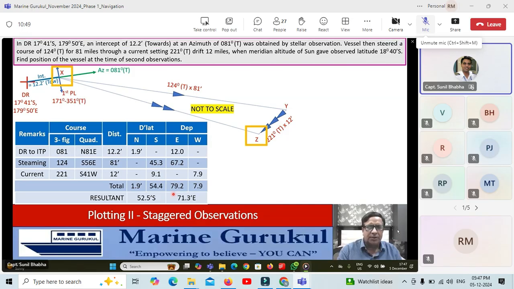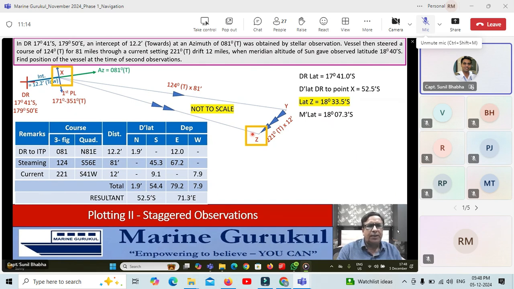And departure from DR to Z is 71.3 minutes east. We know then what to do. DR lat is known to us, 17 degrees 41 minutes south. The DLAT we have just obtained to point Z, and we apply it, and we get the latitude of point Z. So we have got the latitude of point Z.